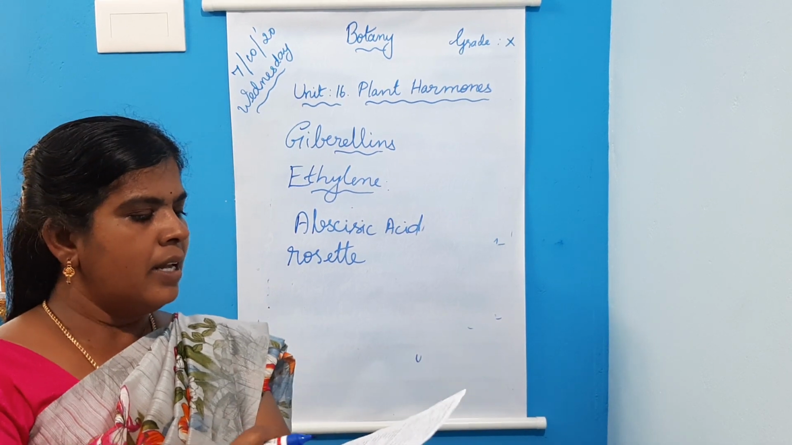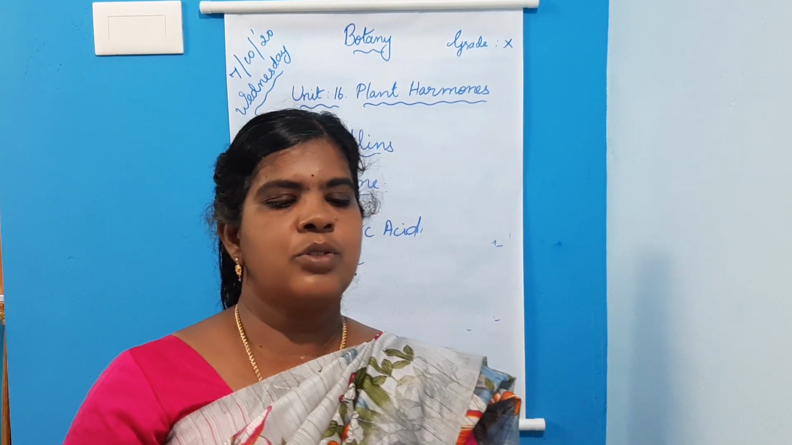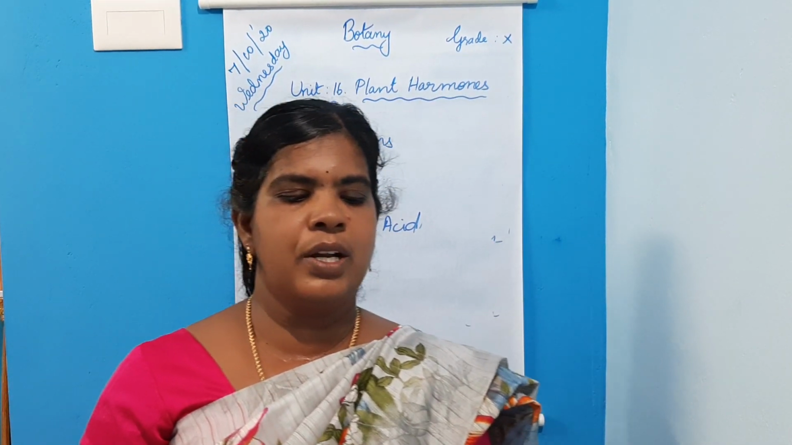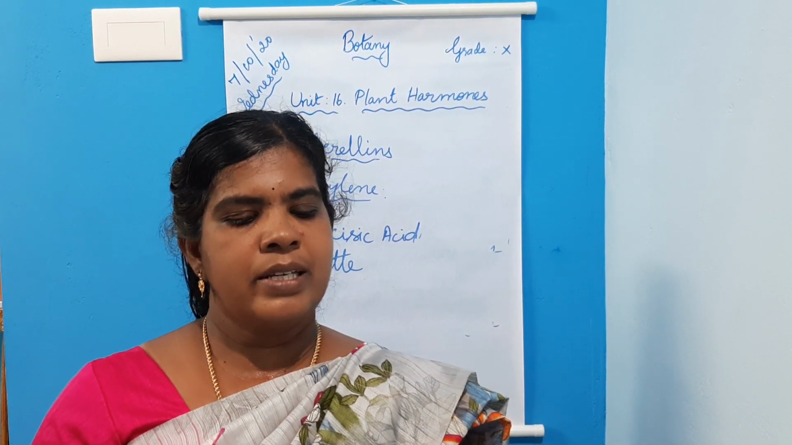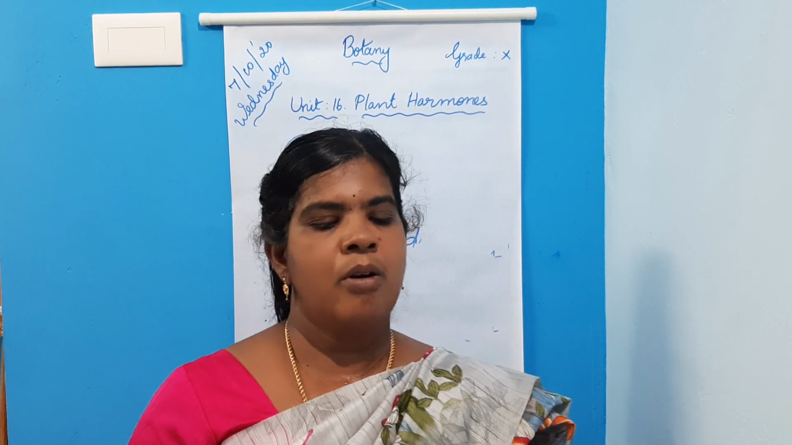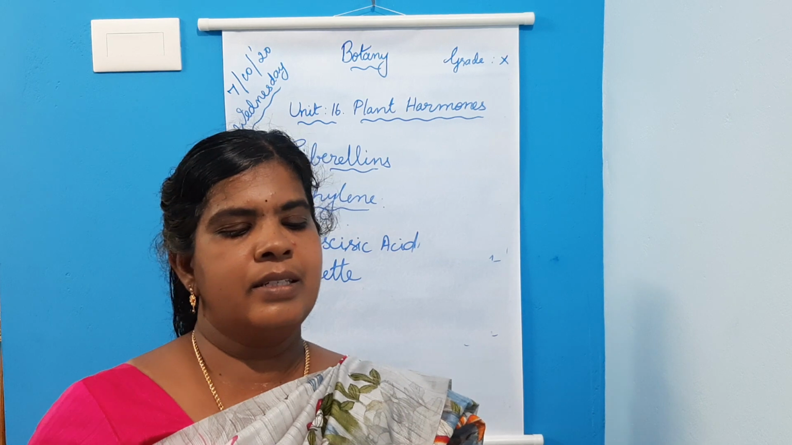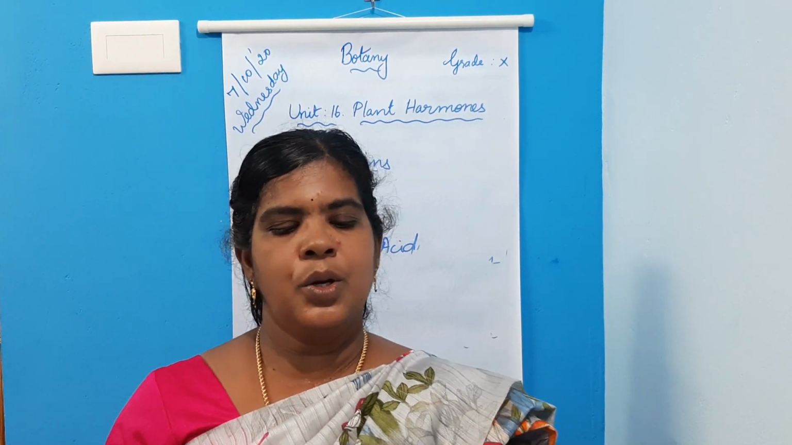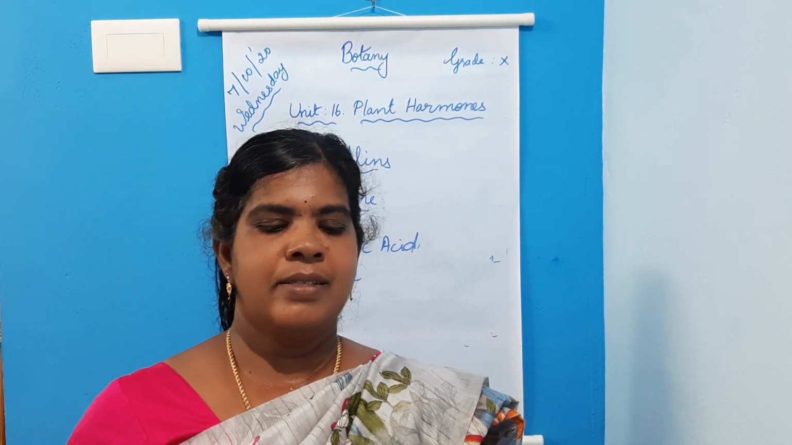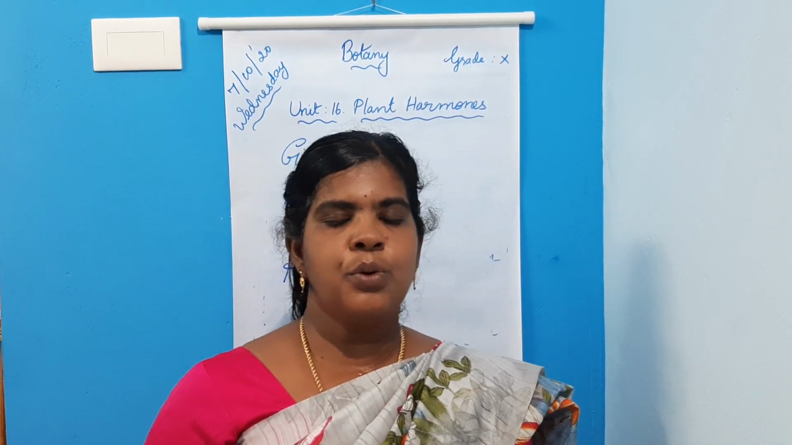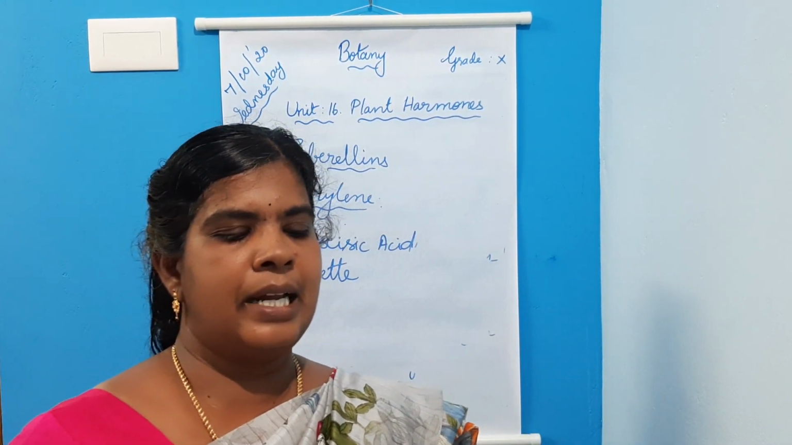That you have completed, isn't it? Turn to the next page. Match the following. Match column 1 with columns 2 and 3. First, auxin, coleoptile tip, and under the third column you mark apical dominance. Second one, ethylene, fruits, ripening.